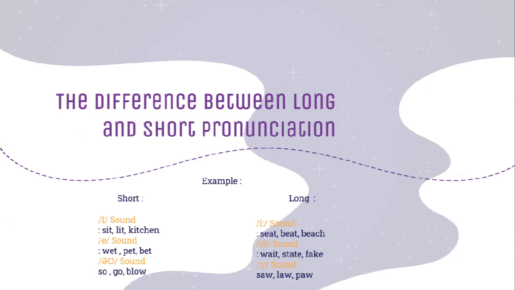The next material is about the difference between long and short pronunciation. Here we have some example. E sound, sit, lit, kitchen. E sound, wet, bad, bed. A sound, so, go, blue. And then long sound. E sound, sit, beat, beach. A sound, wait, state, fake. And then O sound, sa, la, pa.